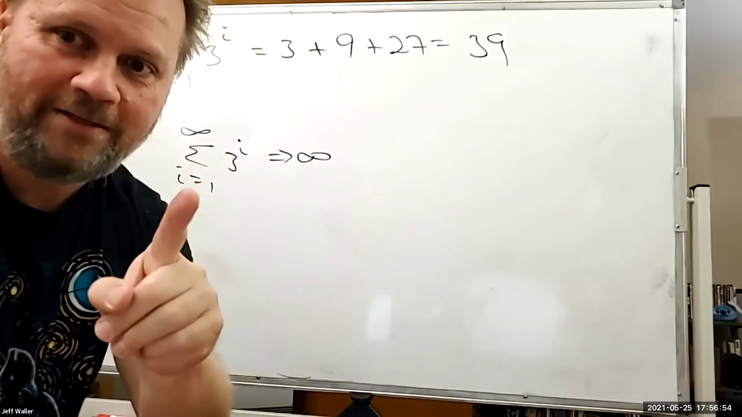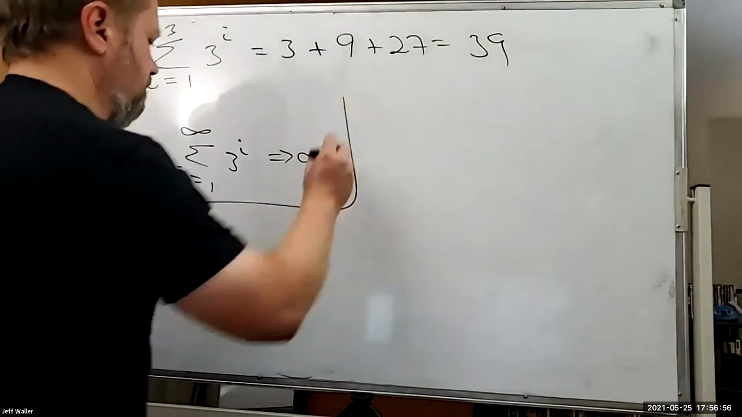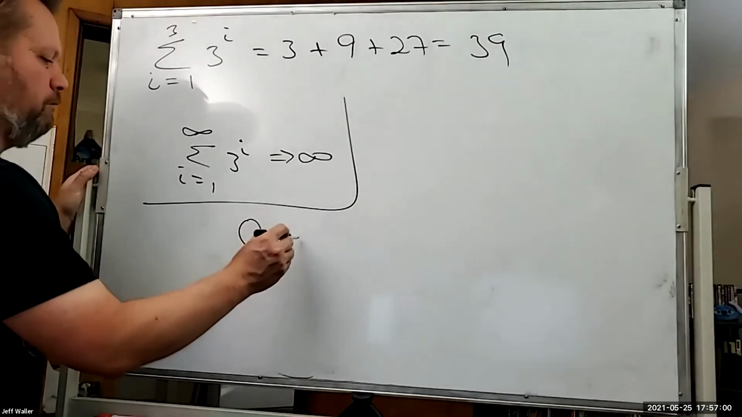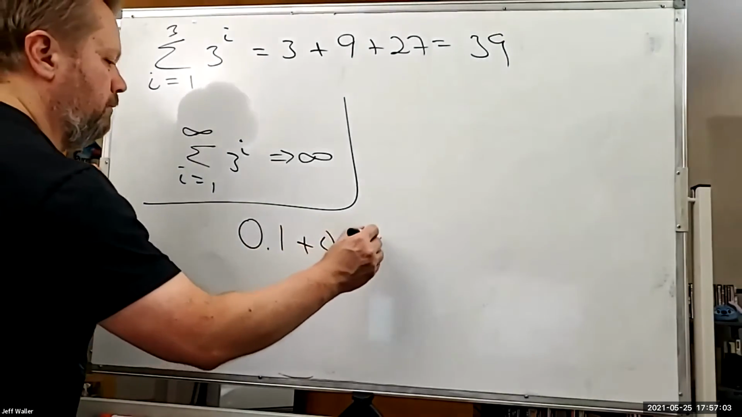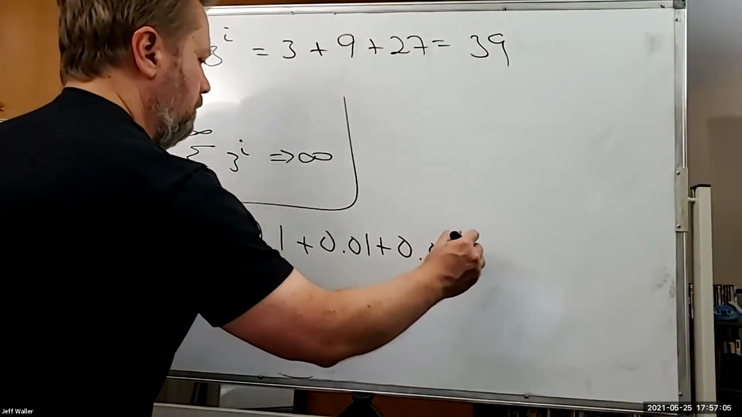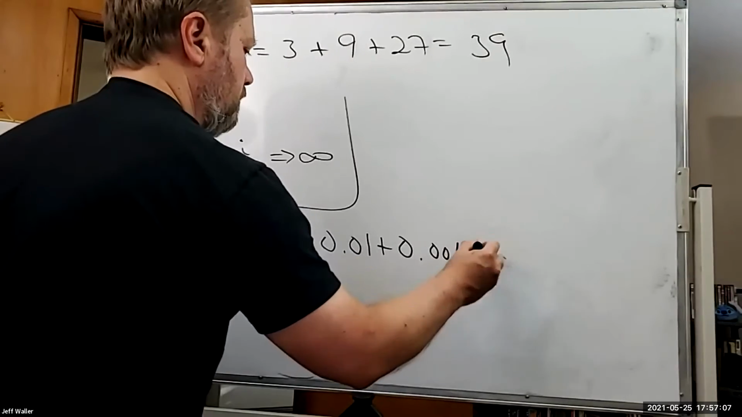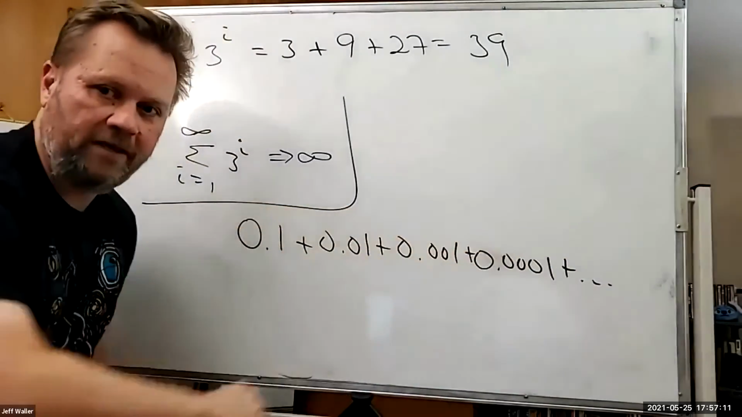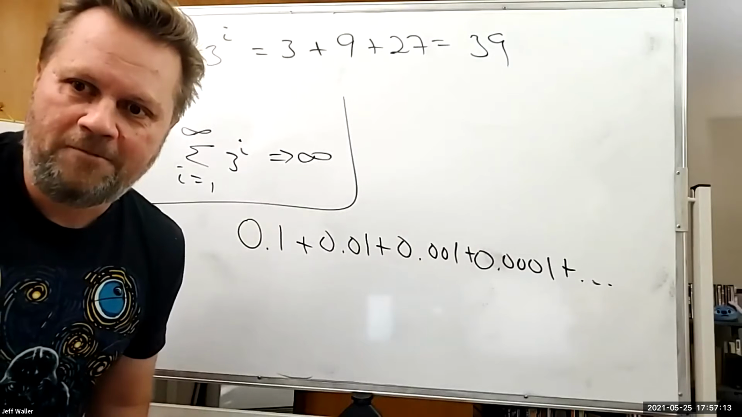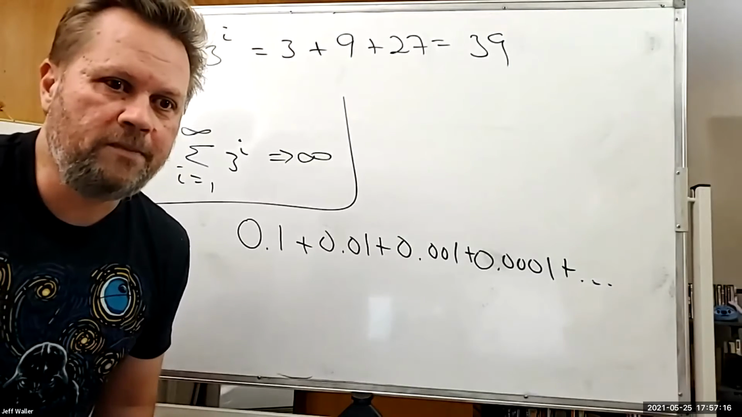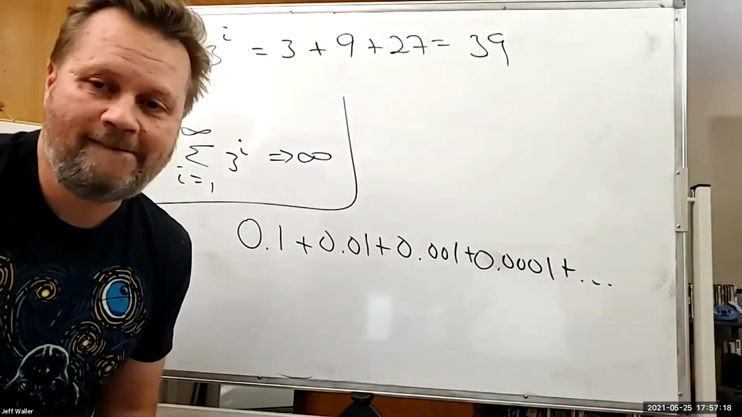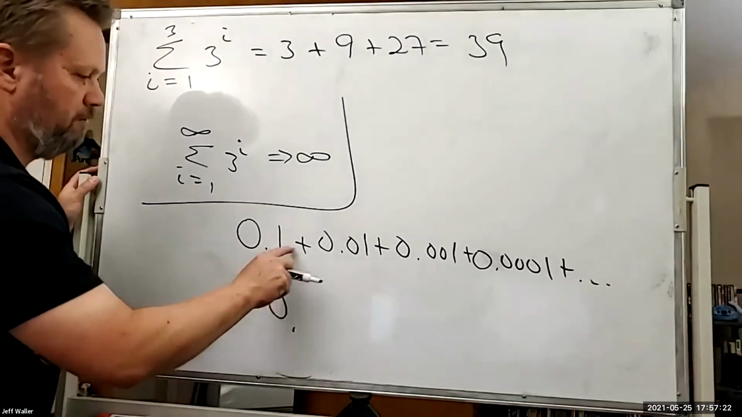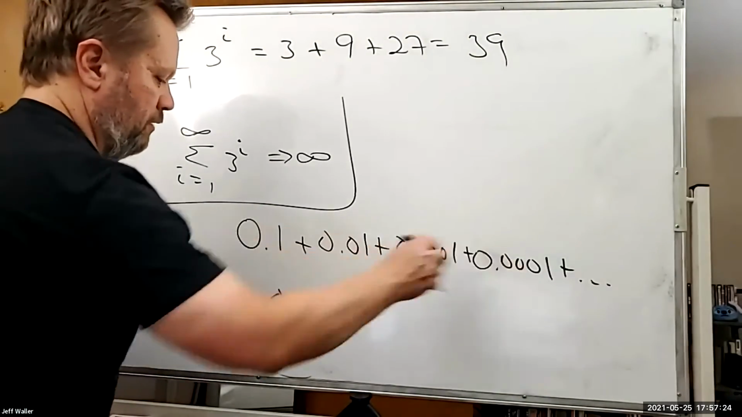There is. You ready? It's really cool. Once you see it, you're like, of course. So what if I do 0.1 plus 0.01 plus 0.001 plus 0.0001. Is that an infinite number of numbers if I keep going? Does anyone know what that adds up to be? Wouldn't that add up to be 0.1111?